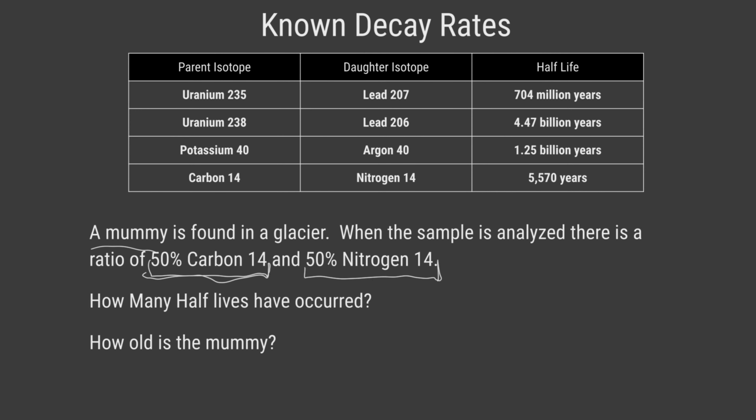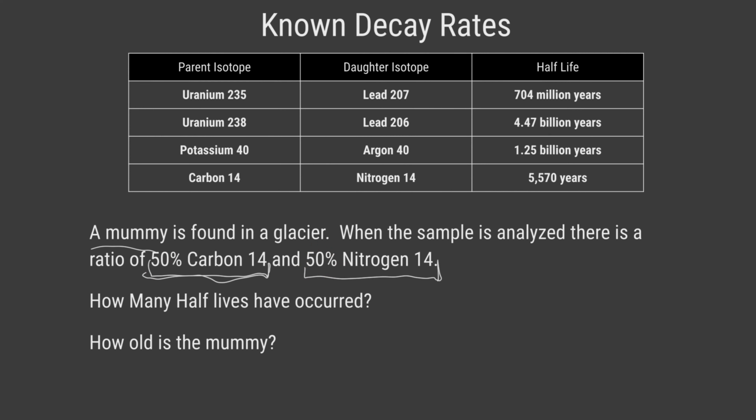First, we know the atoms. We know carbon-14 is the parent atom, nitrogen-14 is the daughter atom. So let's find that information on the chart above. So you'll have this chart. Well, here's carbon-14 to nitrogen-14. And we know the half-life of that, so the time it takes for the parent atom to decrease by half, is 5,570 years. We also know the ratio is 50% carbon to 50% nitrogen.